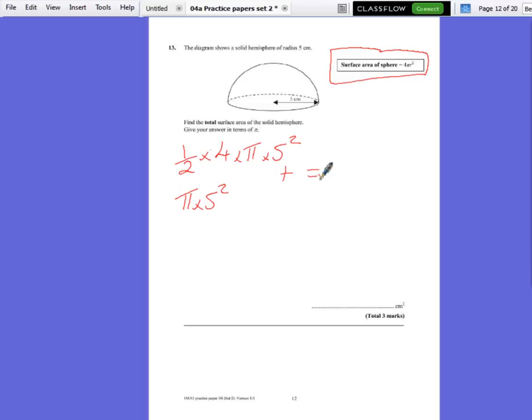So if we work these out, a half of 4 is 2, and 5 squared is 25, so the top one would be just 50 pi, and the bottom one would be 25 pi, and if we add those two together, we get an answer of 75 pi centimetres squared.